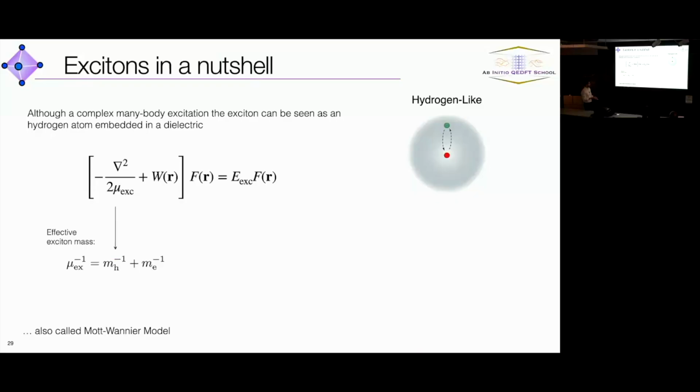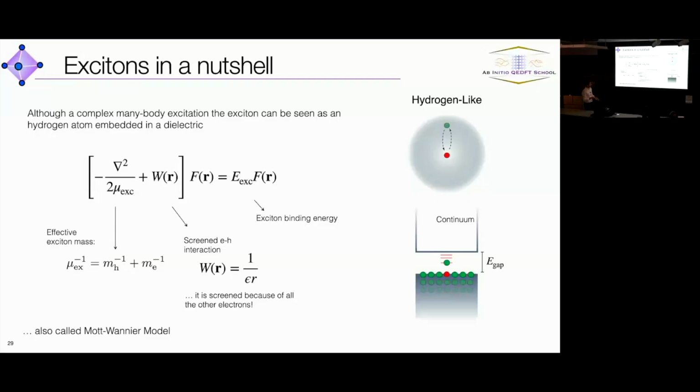And if you solve the equation of a hydrogen atom, this is essentially what I showed, you end up with discrete states, right? And these discrete states will be below the continuum. So now these discrete states can actually be accessed from the photonic excitation. So an exciton is nothing else than an excitation to these discrete states that come from the fact that the electron and the hole pair interact with each other.